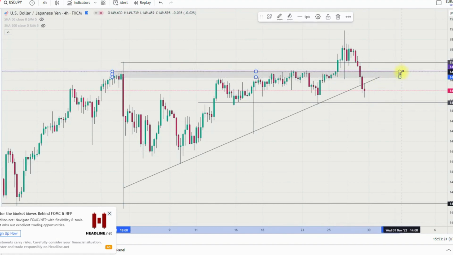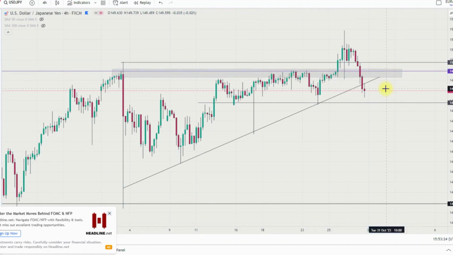So the price has come back to that particular area, which means that I'm now looking for a sell bias. The market can just come retest this area and then reject back to retest the 147.372.